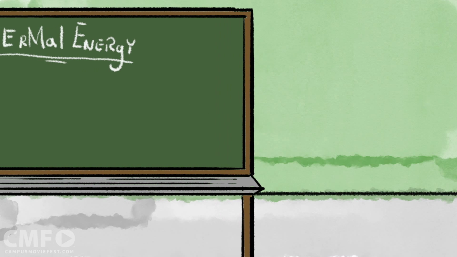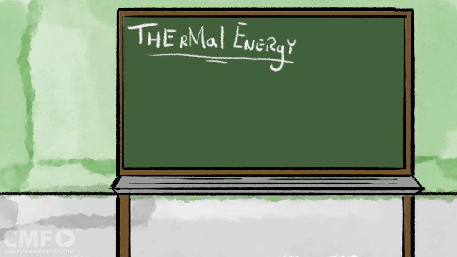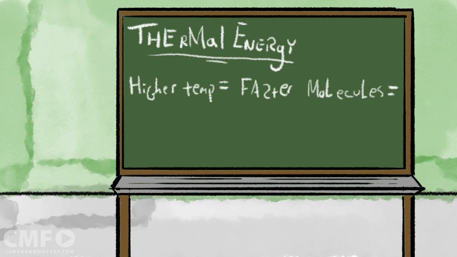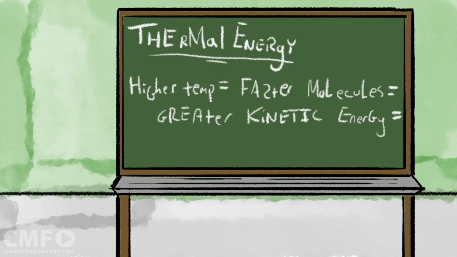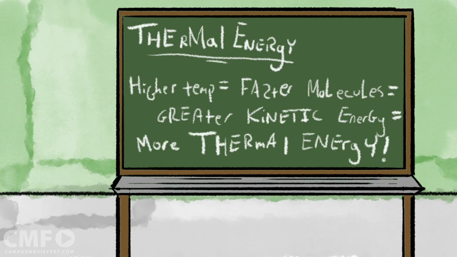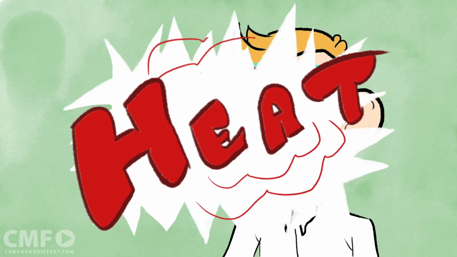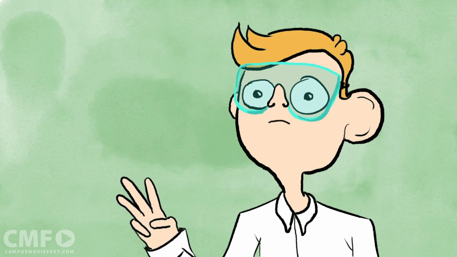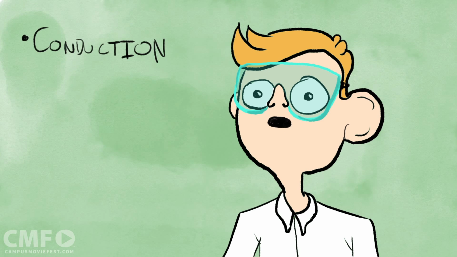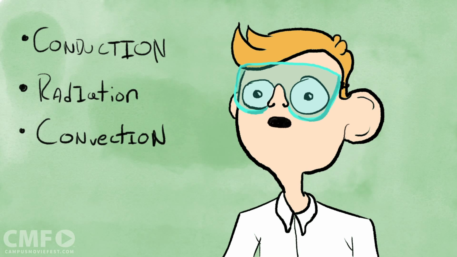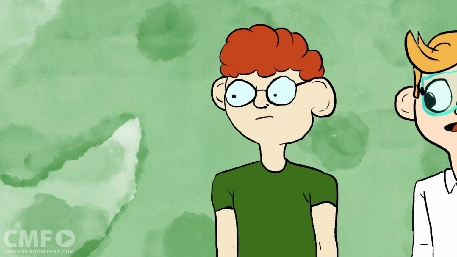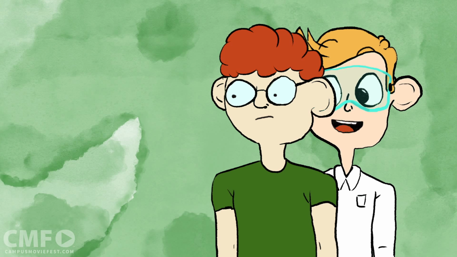Now, thermal energy is the total kinetic energy of the molecules that make up a substance. So, higher temperature means faster molecules, which means greater kinetic energy, which means more thermal energy! When thermal energy is transferred, we call this heat. There are 3 different ways heat can be transferred: conduction, radiation, and convection. Wow! Conduction is the transfer of heat through direct contact.